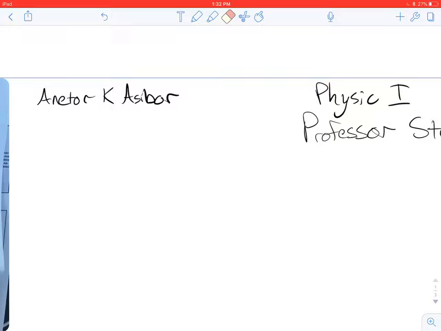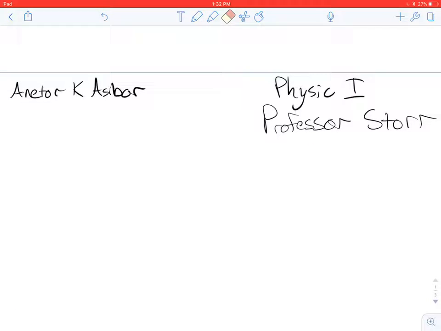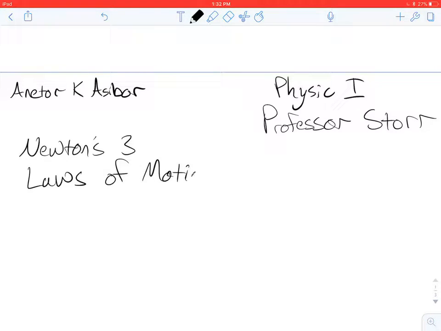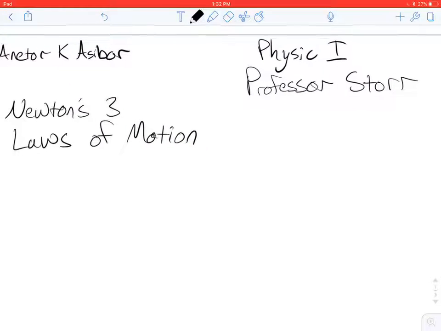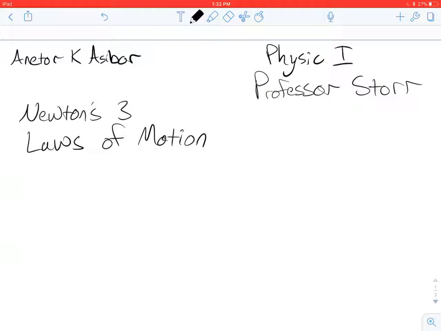University Physics 1 and for Professor Store. So today I'm going to be going over Newton's laws of motion, and completing two example problems with equations I'm going to derive from these three laws. Well, two of the laws.